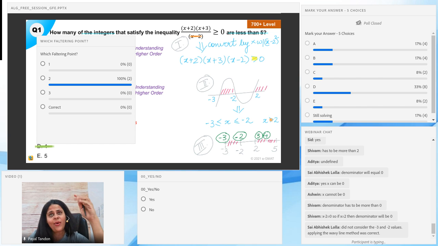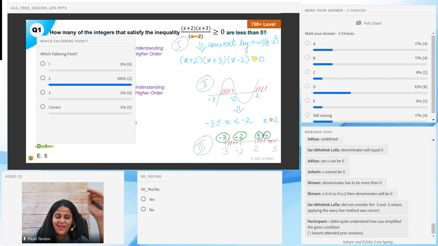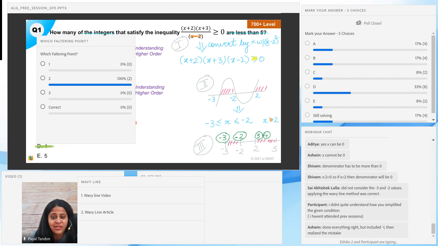Okay. Now observe how while in the easier questions, the questions that we did in the previous section, the constraints were relatively straightforward: positive number, negative number, non-negative, non-positive. Here, the constraint in terms of the range is given in the initial question statement. So, participant, if you were not able to understand how I simplified this, again, that's the wavy line method. Let me show you. I've already shown the wavy line method files, right? Let me just show that link again. Okay, so go through it so that you can understand this method.